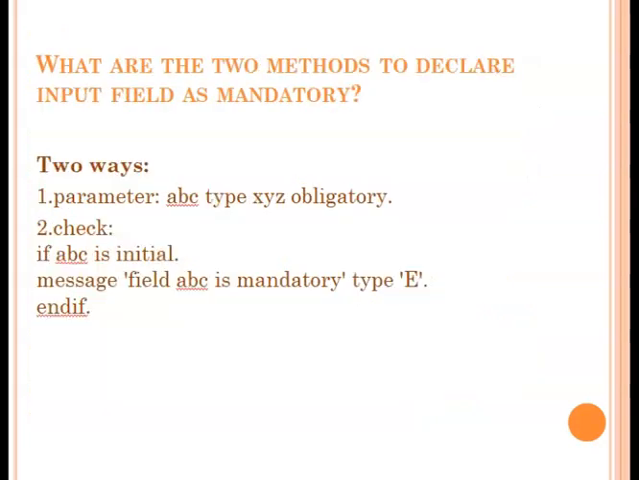What are the two methods to declare an input field as mandatory? Answer. Two ways. First: PARAMETERS abc TYPE xyz OBLIGATORY. Second: check if abc is initial, then MESSAGE 'Field abc is mandatory' TYPE 'E', end if.